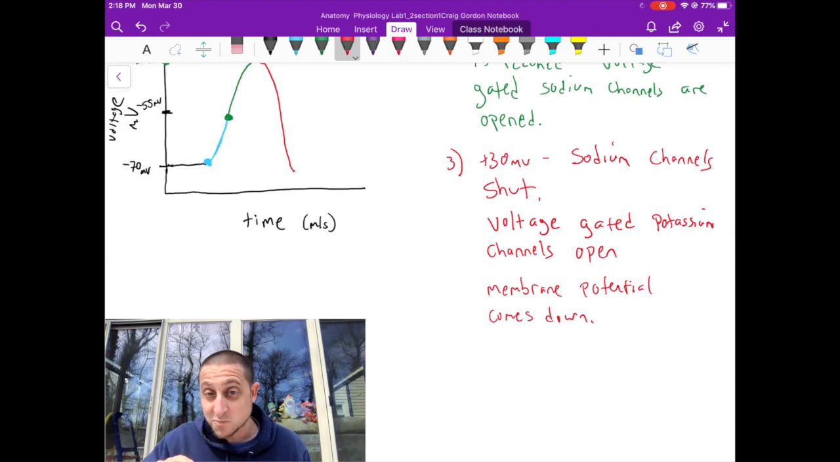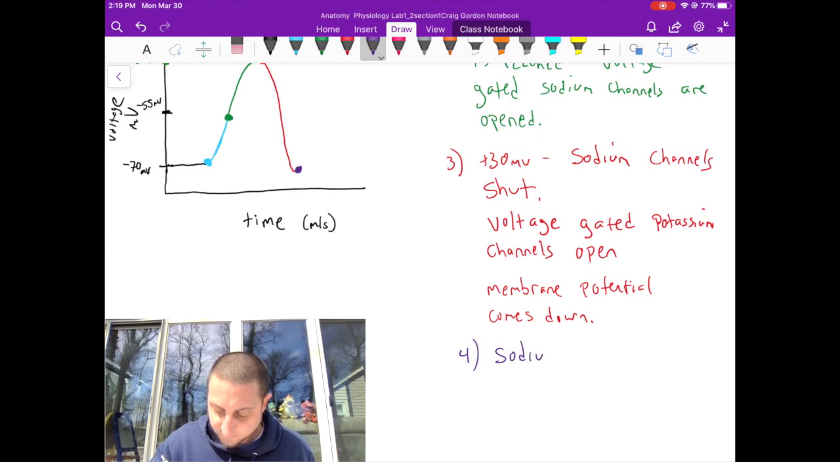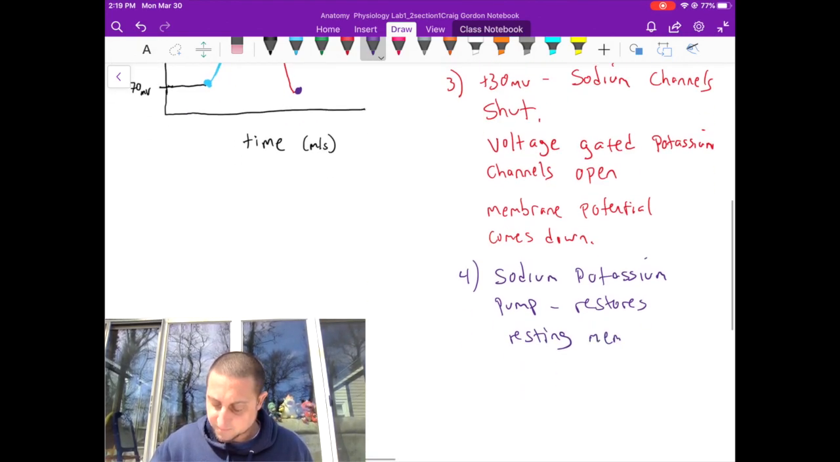But if you see, we went lower than the negative 70 millivolts. And that happens. Bizarre. So what happens? Our good old friend, the sodium-potassium pump, restores resting membrane potential.